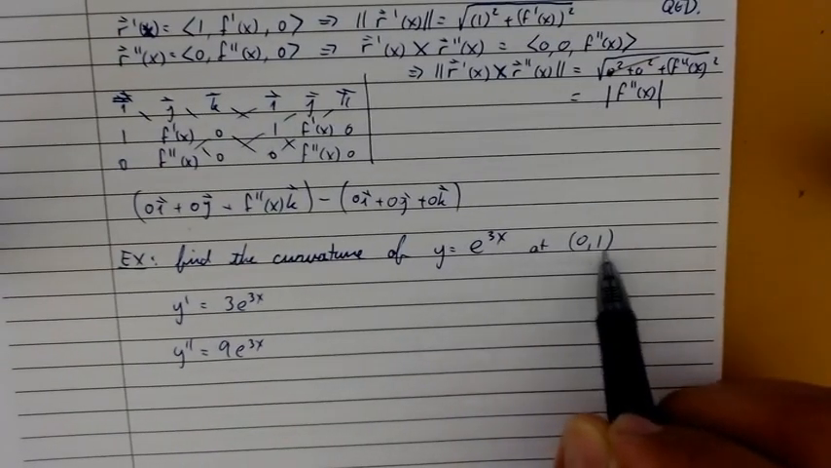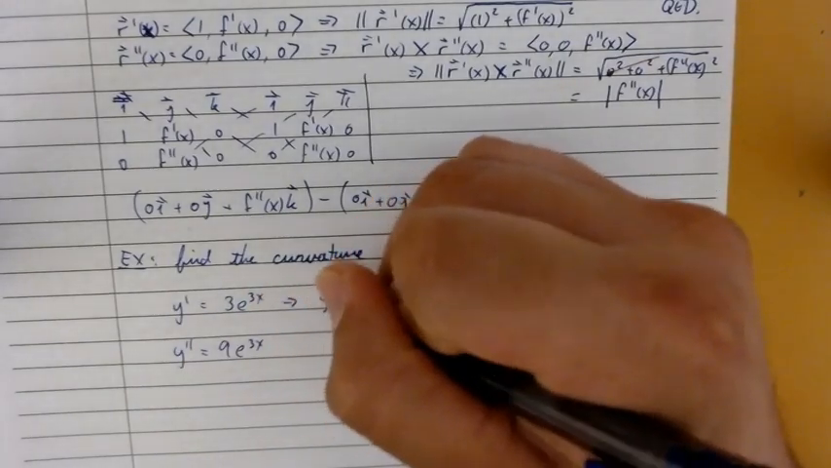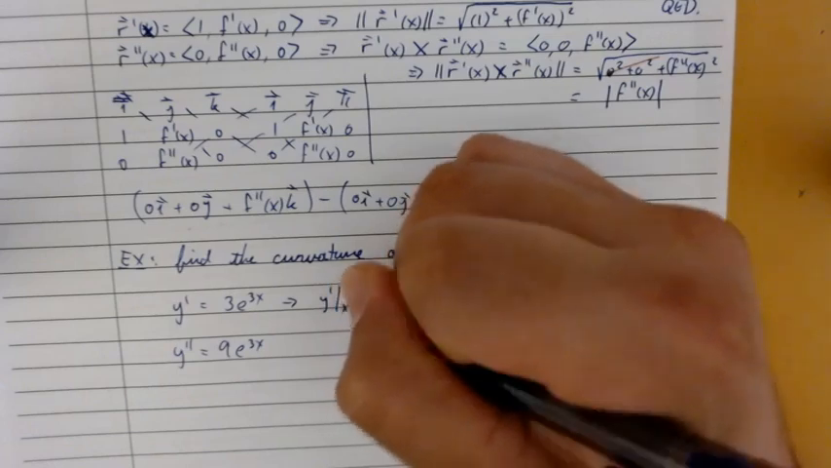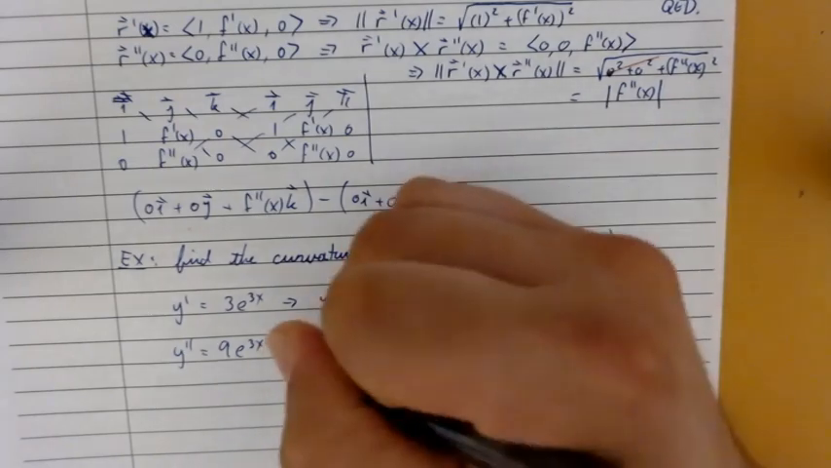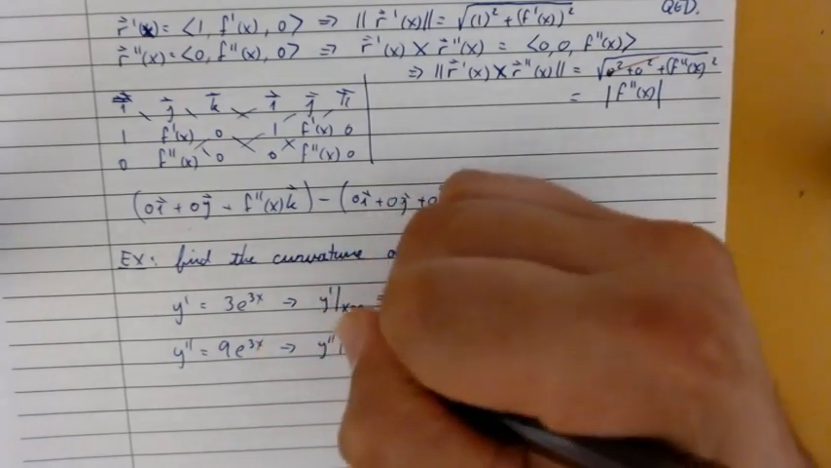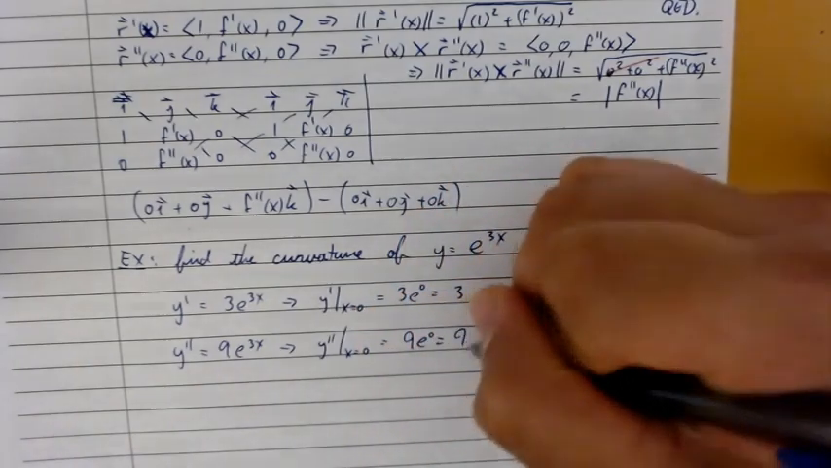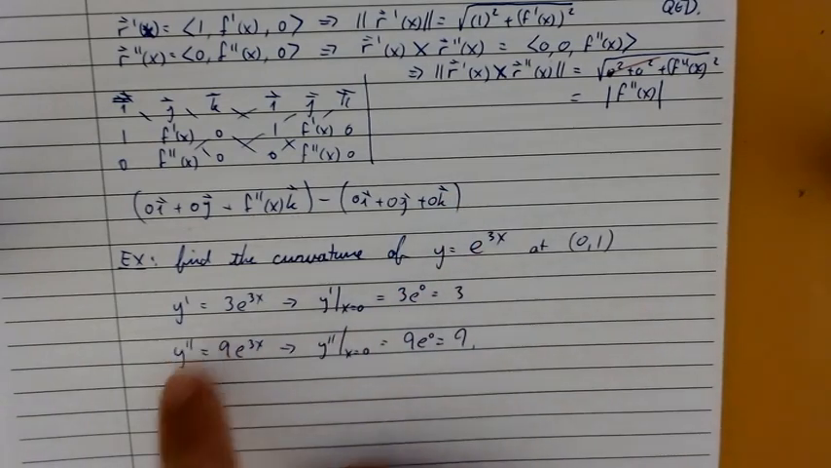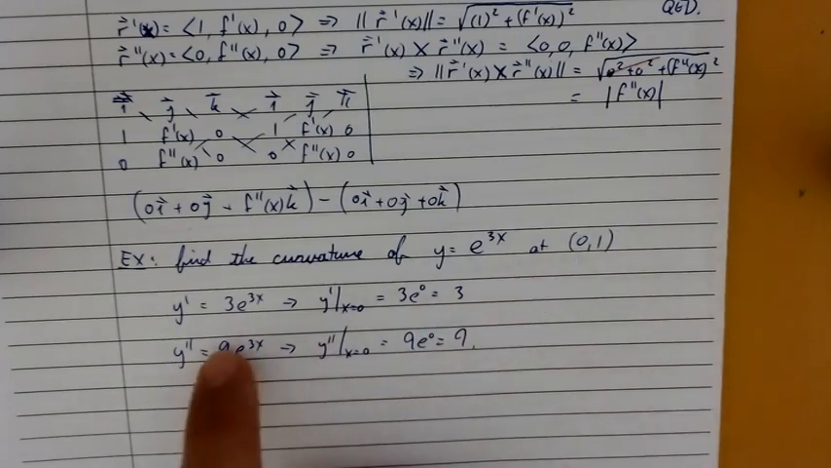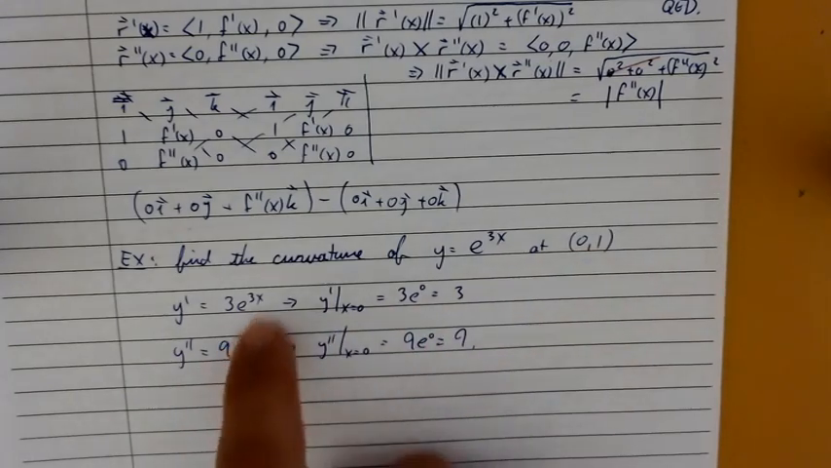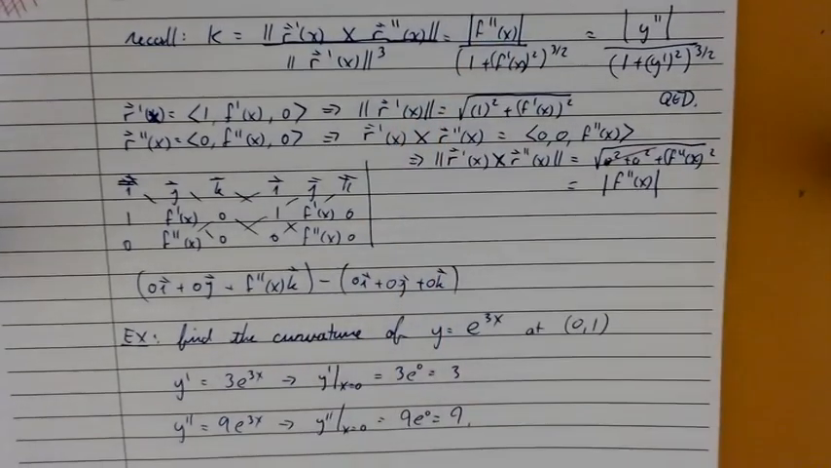So here we can evaluate that at x equal to 0. That'll give us 3e to the 0, which is 3. And y double prime evaluated where x is equal to 0 will be 9e to the 0, which is just 9. So take the first derivative, take the second derivative, evaluate it at the point that you're trying to find the curvature at. So here, x is equal to 0. There's nowhere to plug in your y's. And now we have all of these, which we can fit together this way.